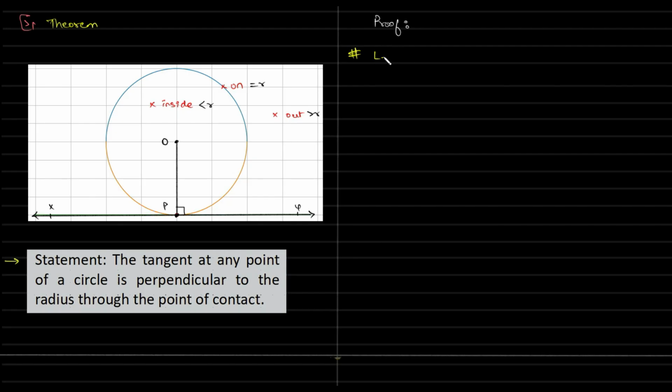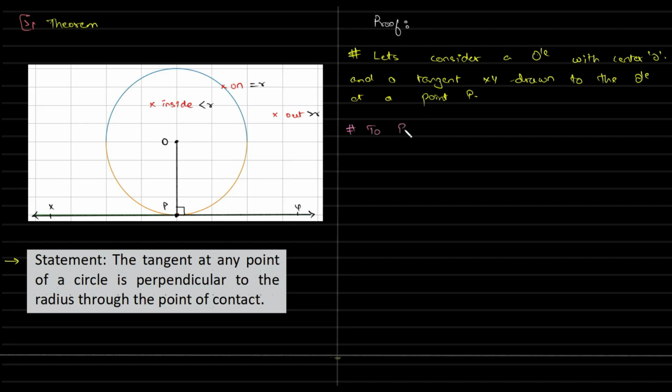So we'll begin with: let's consider a circle with center O and a tangent XY drawn to the circle at a point P. Now, the next thing is to prove. What is it that we need to prove? OP is perpendicular to XY.